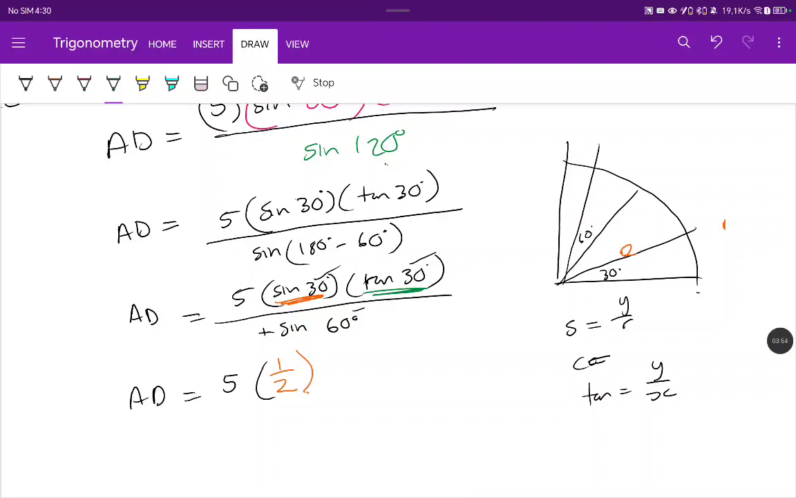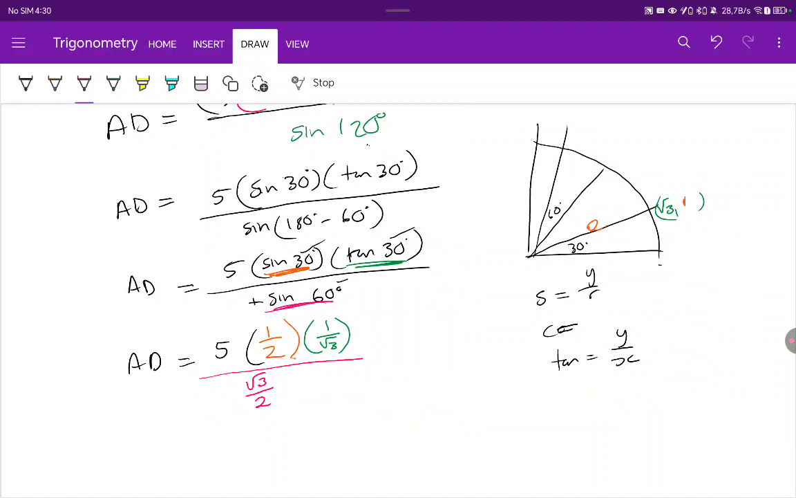Let's do tan of 30. Tan is y over x, and you obviously have your formula sheet. So that's 1 over square root 3. That's your tangent. And let's do sine of 60 as a denominator. 60 degrees there, it's going to give us square root 3 over 2. Okay, that's beautiful. And then, can you do this without a calculator?